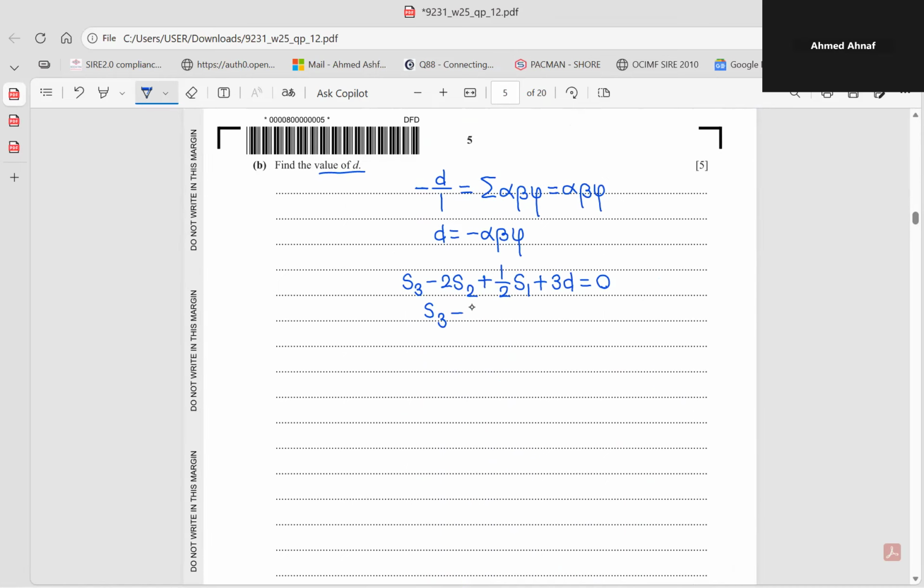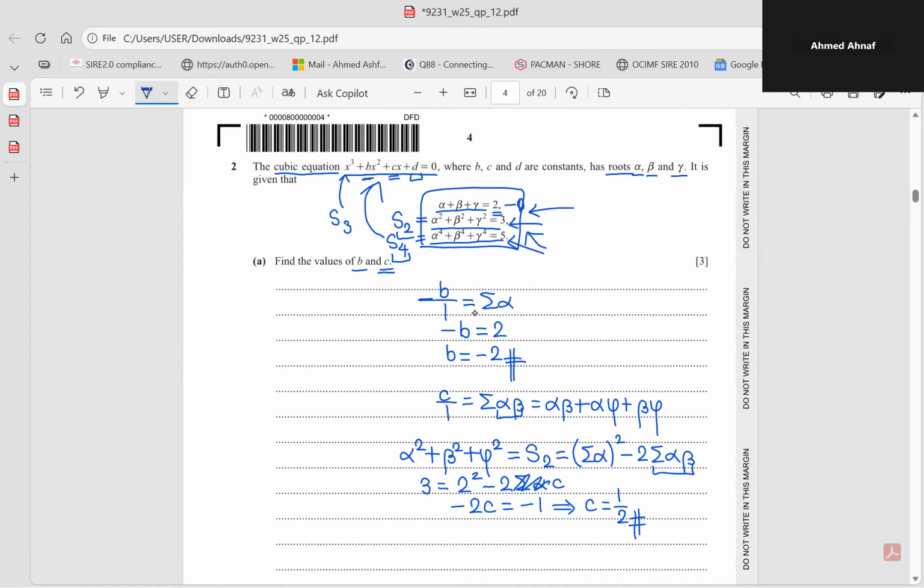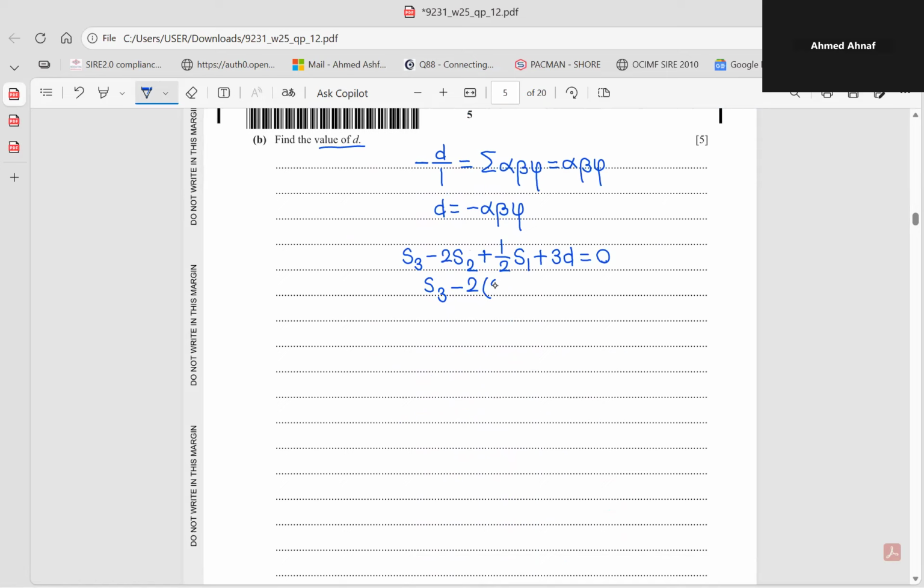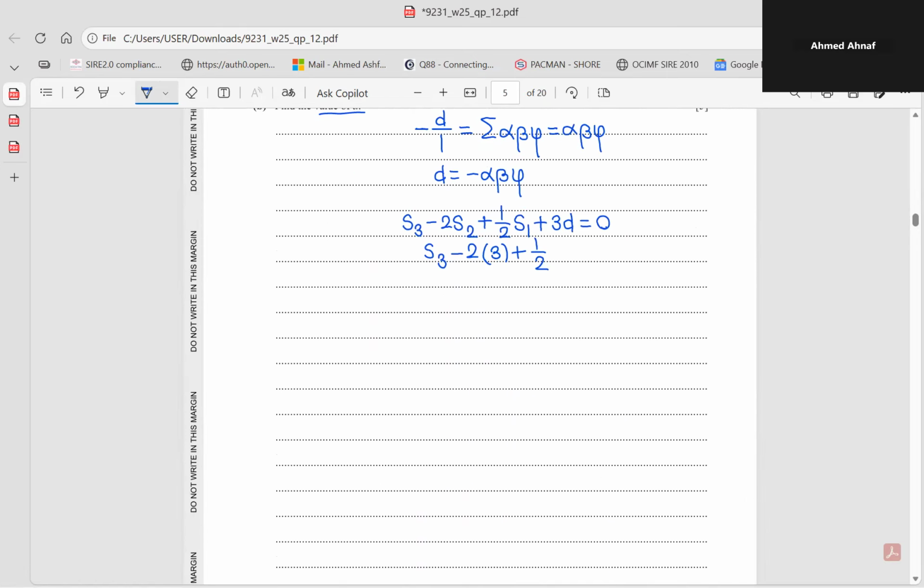So S3 minus 2, S2 is 3. And S1 is just the sum of roots, which is 2, and plus 3d. So let's isolate S3. S3 minus 6 plus 1, that is minus 5, plus 3d equals 0. So S3 is just 5 minus 3d. So this is our first equation.